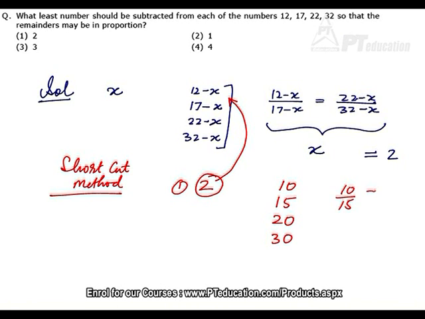10 by 15 should be equal to 20 by 30 if option 1 is correct, which is 2 by 3 equal to 2 by 3. Hence, this is the correct answer. We were very lucky, option 1 itself came out to be true. Hence, option 1, which is 2, is the correct answer. That is, 2 is the smallest number to be subtracted to make them in proportion.